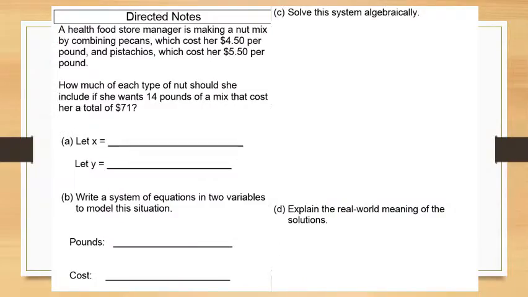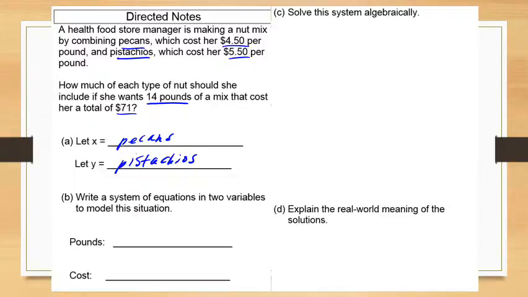The next problem is going to deal with making a mixture of pecans and pistachios. In this case, pecans cost $4.50 a pound, pistachios are $5.50 a pound, and we want to know how much of each type we're going to need to make 14 pounds of a mixture that's going to cost $71. So we're going to let X equal pecans and Y equal pistachios. You could do this the other way around, but that's just what we're doing for today.